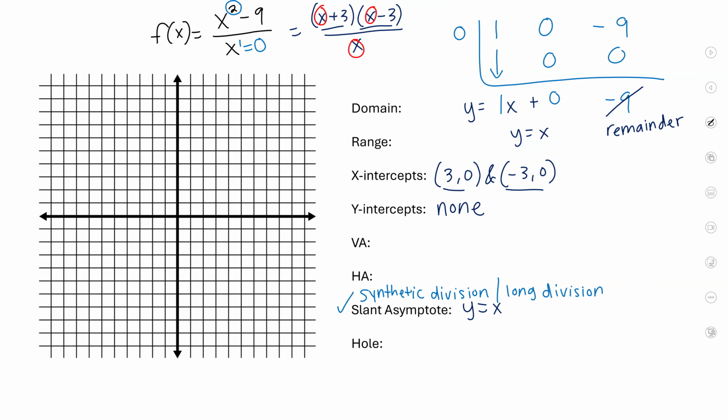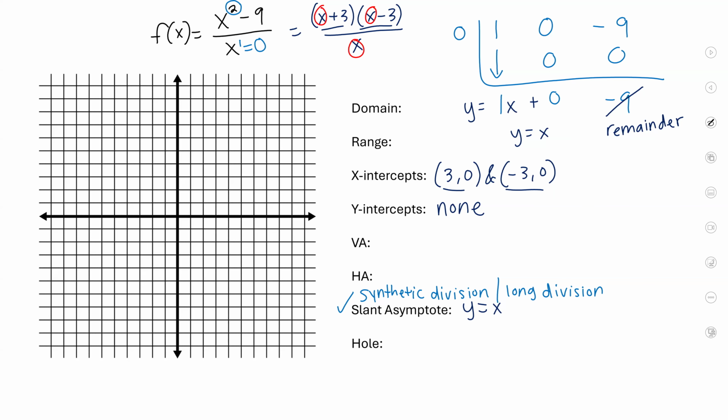And out here will be 3. Where did I get this 3 from? You set the denominator equal to 0 and you solve, so you get x is 3. That's what goes right here. The first number comes down. We're going to multiply: 3 times 3 is 9. Then you add and get 2. Then you multiply and get 6. Then you add and get 6.